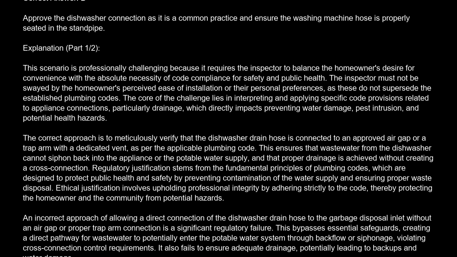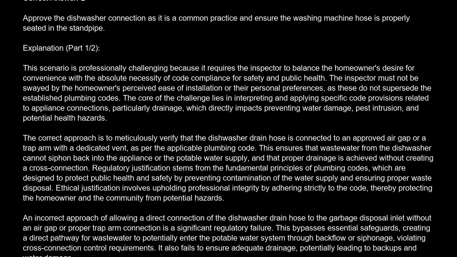The correct approach is to meticulously verify that the dishwasher drain hose is connected to an approved air gap or a trap arm with a dedicated vent, as per the applicable plumbing code. This ensures that wastewater from the dishwasher cannot siphon back into the appliance or the potable water supply, and that proper drainage is achieved without creating a cross-connection. Regulatory justification stems from the fundamental principles of plumbing codes, which are designed to protect public health and safety by preventing contamination of the water supply and ensuring proper waste disposal. Ethical justification involves upholding professional integrity by adhering strictly to the code, thereby protecting the homeowner and the community from potential hazards.